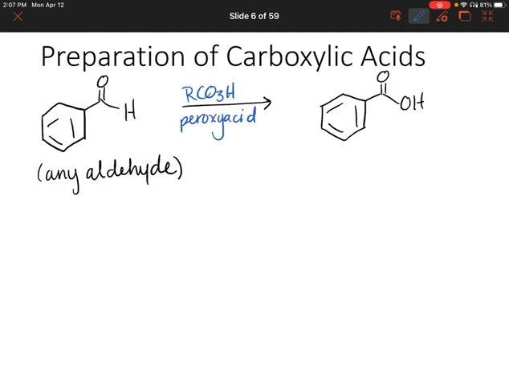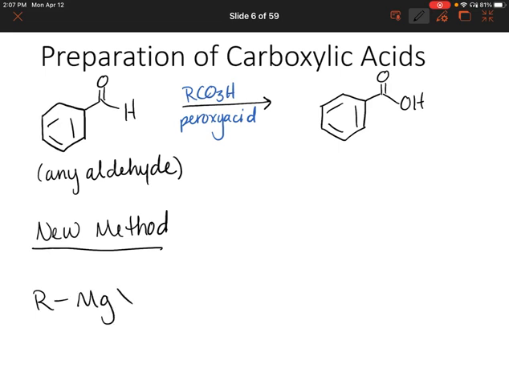Okay. Now, there is a new method that we haven't really seen before. Well, it's a new method, but it's using materials that we've seen before. This method uses a Grignard reagent. So the R group is any alkyl group. The X is a halogen, so most likely bromine. And then we've got magnesium squeezed in between those two.